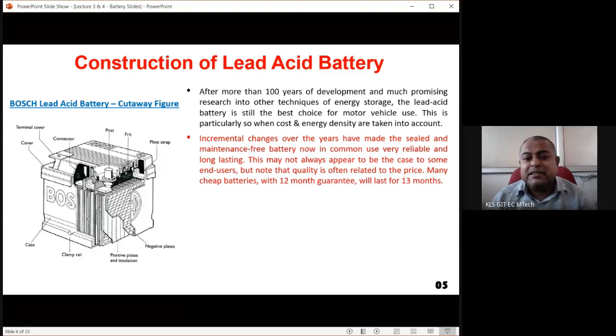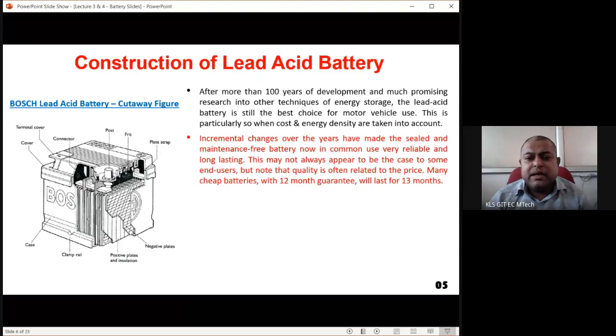So incremental changes over the years have made the sealed and maintenance-free battery now in common use. Okay, and it is very reliable and it is very long-lasting. So it is totally maintenance-free. Once the battery is fit, permanently we have to use it, and it might go bad, we have to change it, and there are some lifetime calculations that we know that after a certain number of years or after a certain time we have to replace the battery.